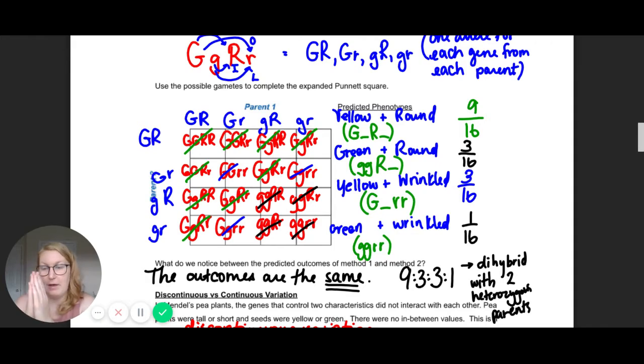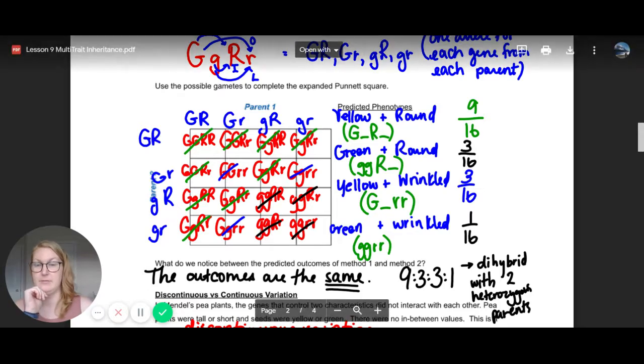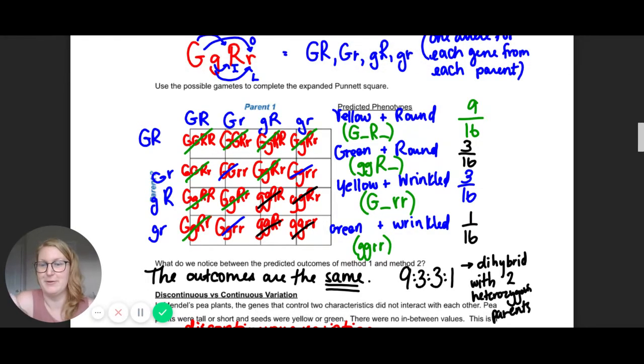I prefer to keep them alphabetically because it's easier to actually see what's going on, and within those alphabetical groupings, also keeping capitals before lowercase. So what I'm essentially doing in this chart is putting together all the possibilities that the gametes can make. And you'll notice it's 4 by 4. There are 16 outcomes that are possible.